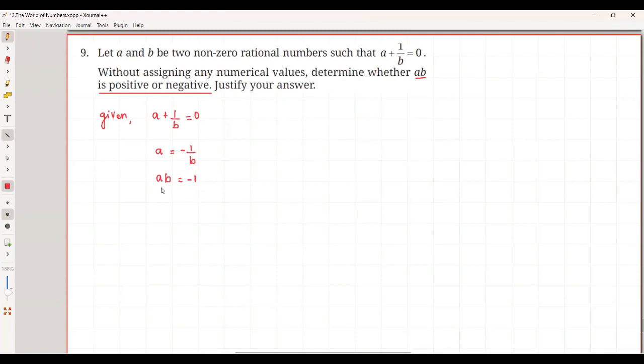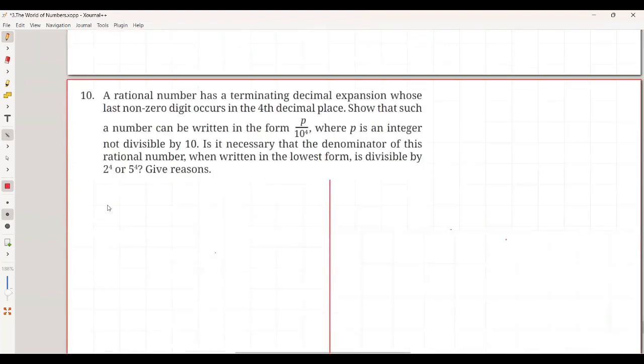Minus 1 means this is negative. So we can say that AB is equal to minus 1. Therefore, AB is negative. Now, question number 10.